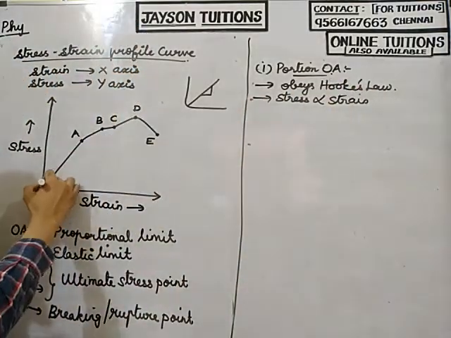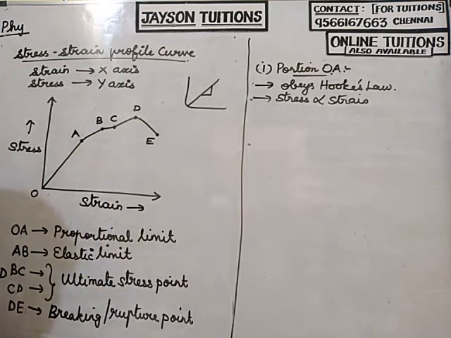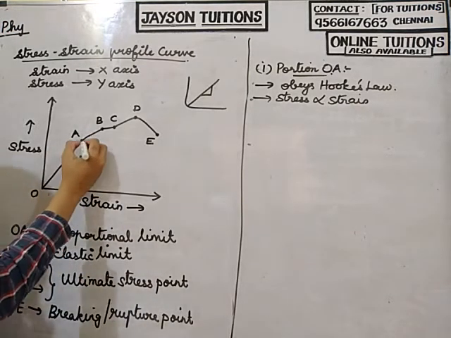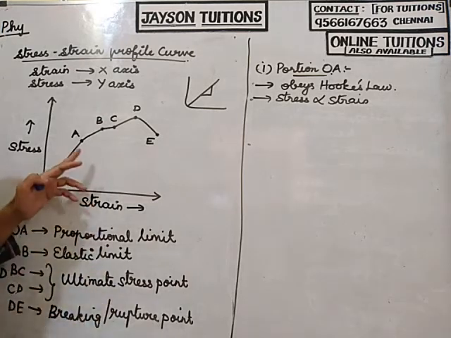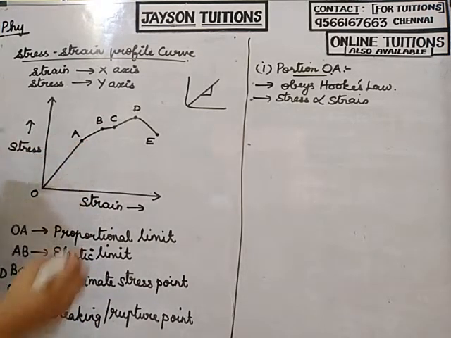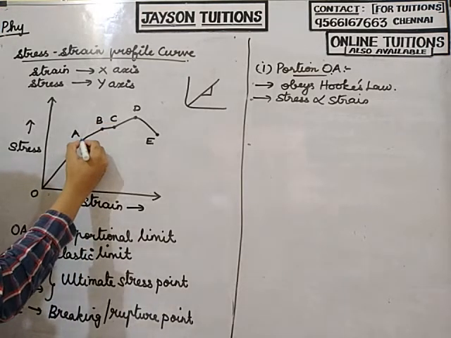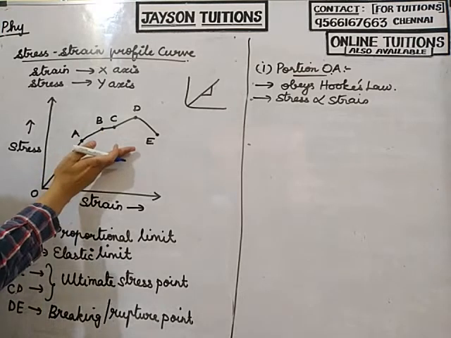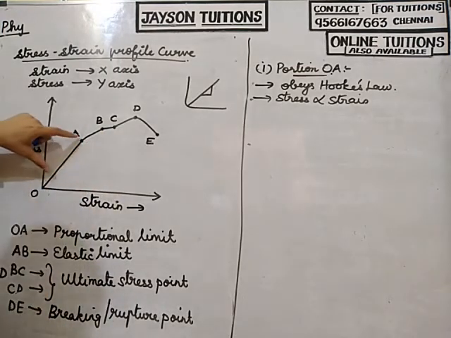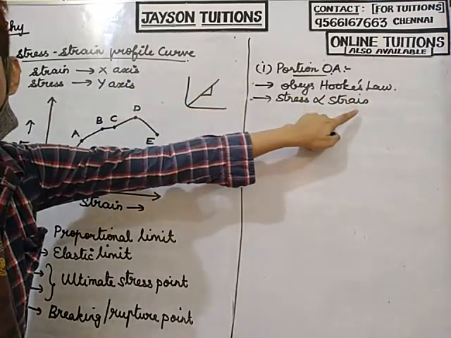As you can see, you are getting a straight line. The stress is proportional to strain. So this point A is the limit. After this point A, I am not getting the straight line; the straight line is deviated. So up to this point A only, the stress will be proportional to strain.